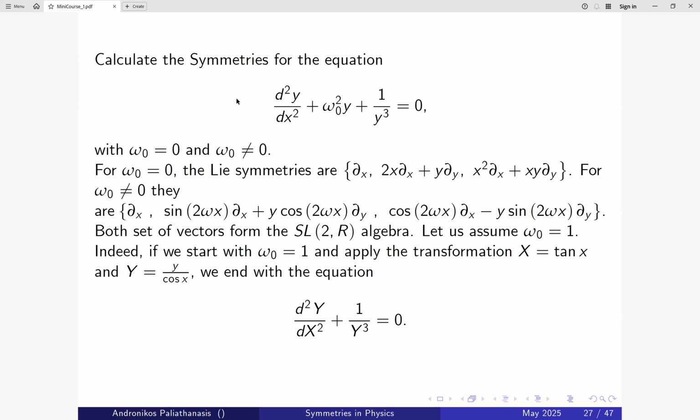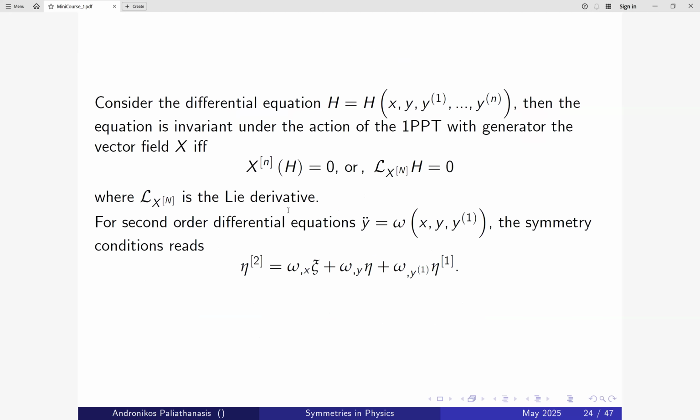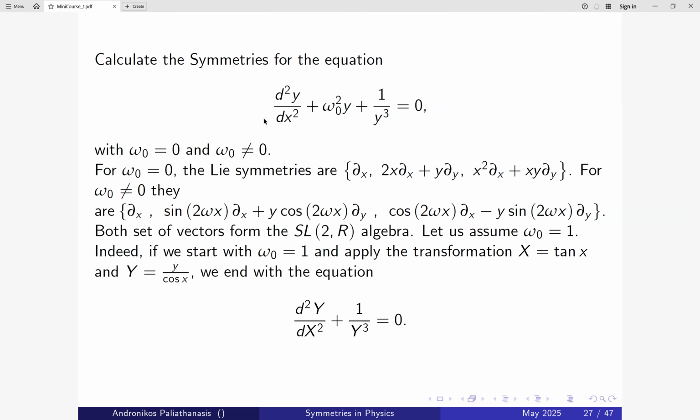Now, consider the symmetries of this equation. It's a second order nonlinear differential equation, and this equation is called the Ermakov-Pinney equation. It has a linear term, which is an oscillator term, and a nonlinear term, 1 over y cubed. Now, if we apply the theory from before, we apply this formula, we can calculate the Lie symmetries. For omega equals 0, we find that the Lie symmetries are these three vector fields, while for omega non-zero, they will again have three symmetries with expressions like that.